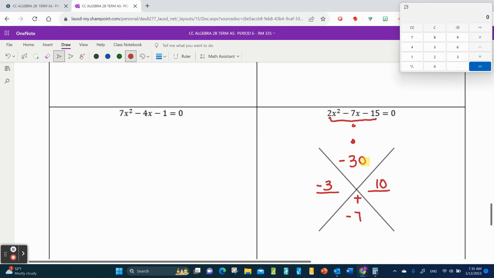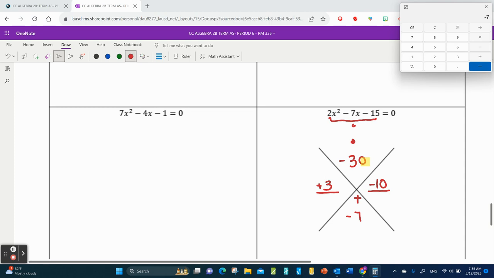And I test negative 3 times 10, negative 30. And I'm going to do it here. Negative 3 plus 10 is 7. Well, I want negative 7. So what that means to me is I'm going to switch it, make this one into a positive, make this one into a negative. And now if I check, that will be the same thing as 3 minus 10, which is of course negative 7.